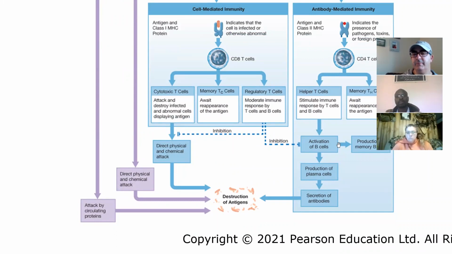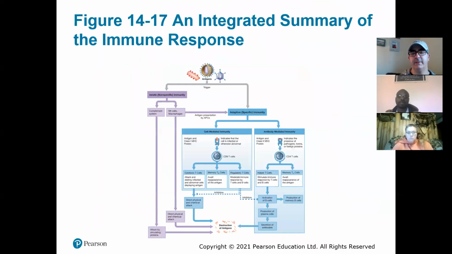And there's a lot of crosstalk here, right? These T cells can activate B cells. These B cells can activate T cells. The bottom line is you're destroying the antigens. You are getting crosstalk between everything, right? You're getting non-specific and specific immunity cross-talking with each other so that you can get the best, strongest immune response possible to try to fight off whatever's infecting you.